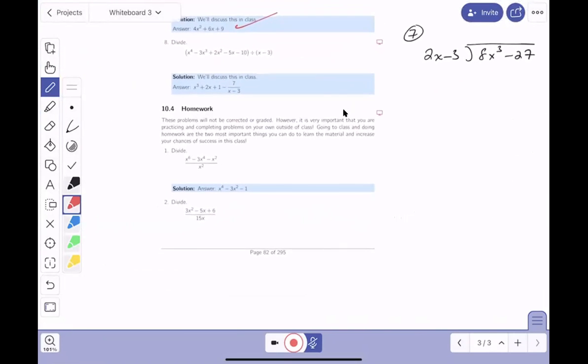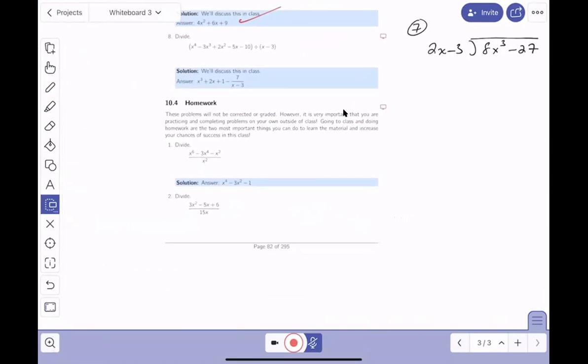Let's do number 8. I'm going to pull it inside.